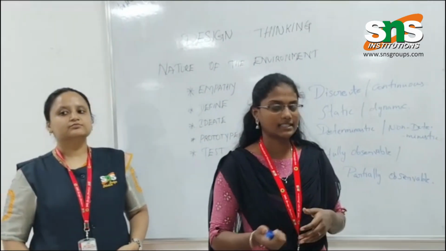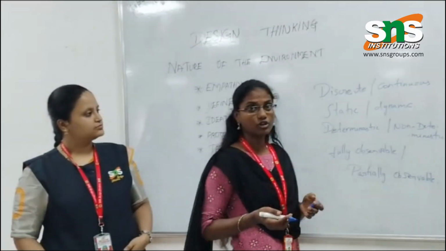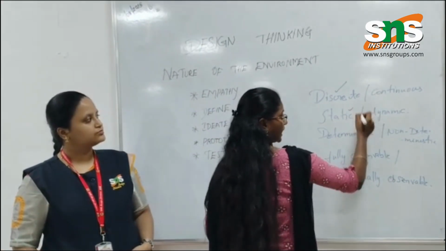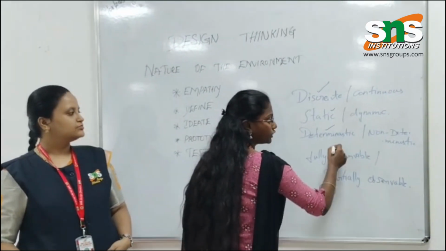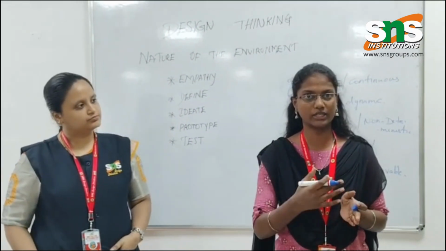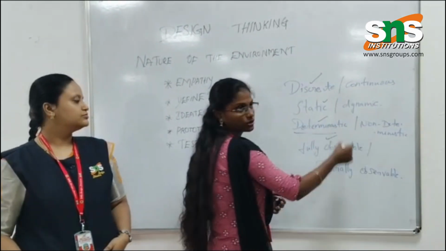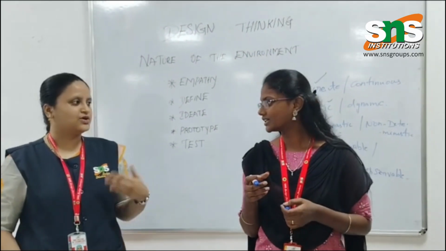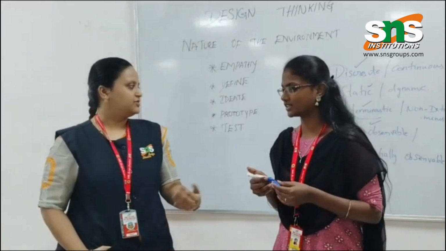For example, we can take a chessboard. It is discrete, static, and deterministic, and it is fully observable. When the chessboard is fully observable, we can determine the next move, and we can move the process further.